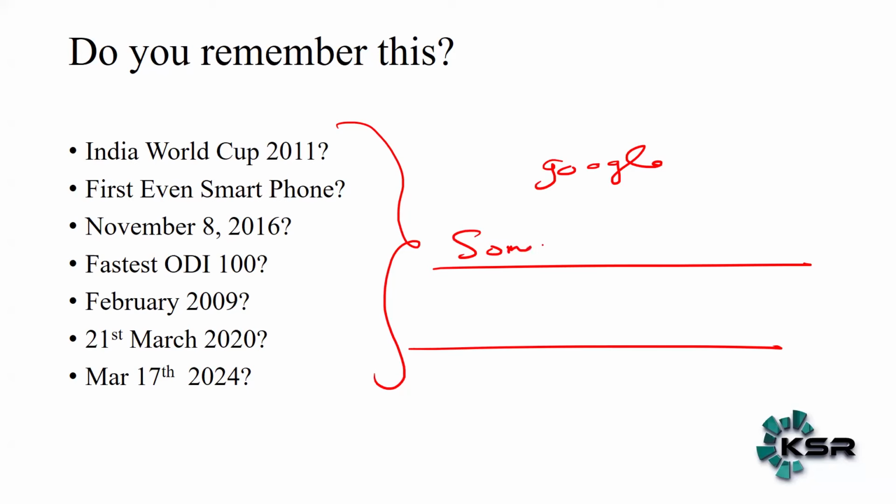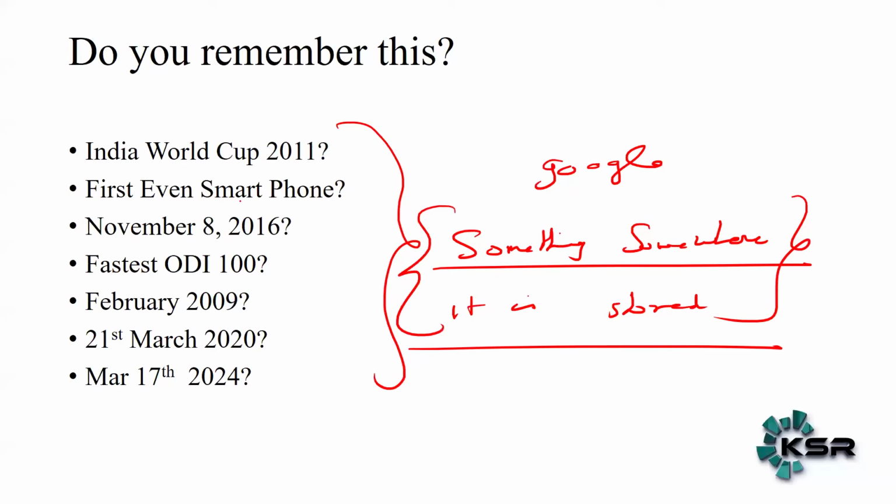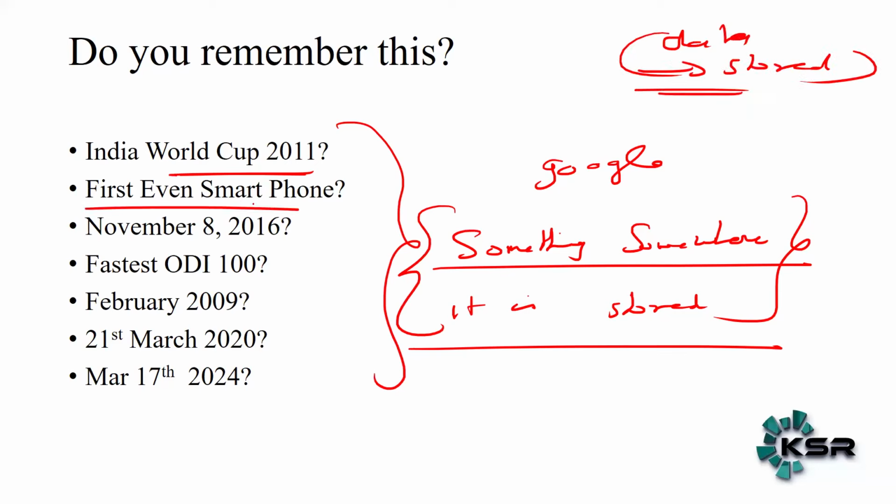Remember this slogan. Something, somewhere, it is stored. And that is why today you are able to ask this question. If India had won World Cup, they have stored somewhere. The data is stored somewhere. When did the first ever smartphone came? Maybe it could be 1994 or 1992. But how did you get? No, they are stored somewhere. All of this information is stored somewhere. And that is why you go and ask in Google, you'll get that information. Right? So something, somewhere it is stored. Remember the slogan, something, somewhere it is stored.